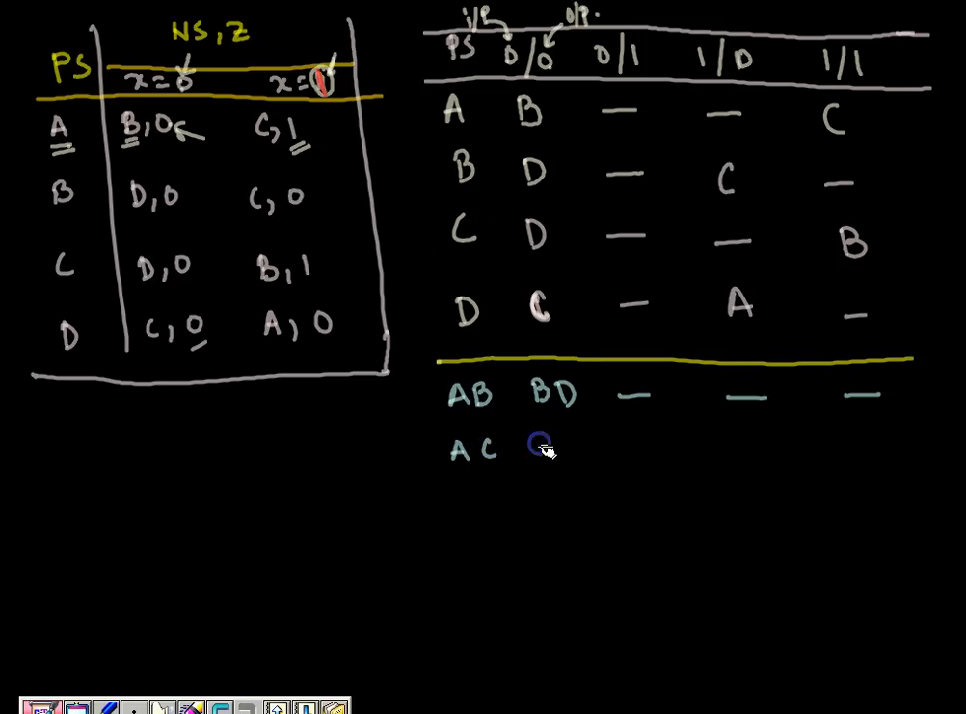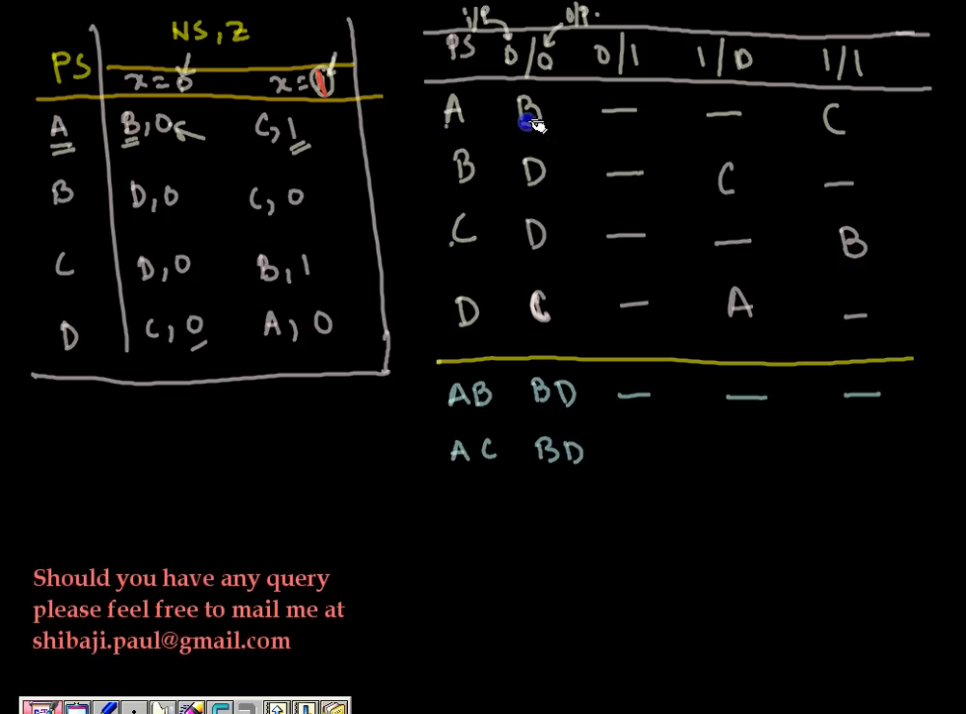AC, it's BD again for the first, because A and C, if you combine them, then B and D comes here for 0 0, nothing comes here, nothing comes here, and nothing comes here as well. Then A and D, do it in this way: first AB, then AC, then AD, then BC, then BD, then CD. So AD is BC, then you don't have anything here. For AD it is BC.